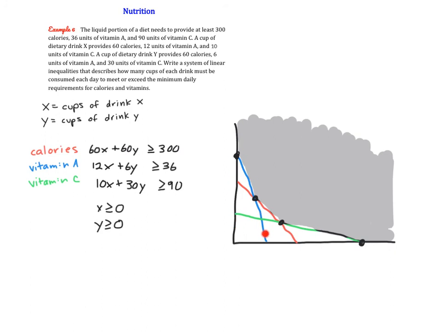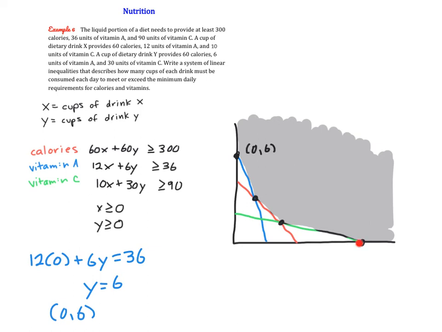This is our blue line, so it goes with our vitamin equation, and you can see it's our y-intercept. And the y-intercept occurs where x is equal to 0. So let's take that blue equation and set x equal to 0. So you can see this occurs where y is 6. So we have the coordinate 0, 6. So that's right here.